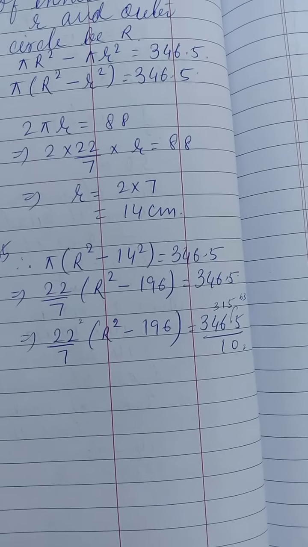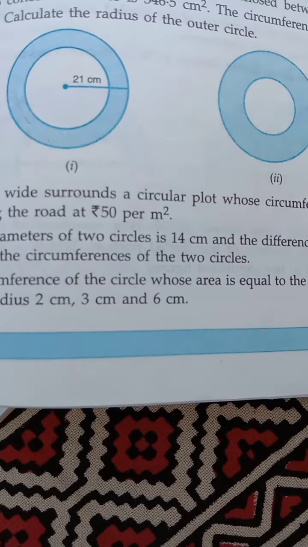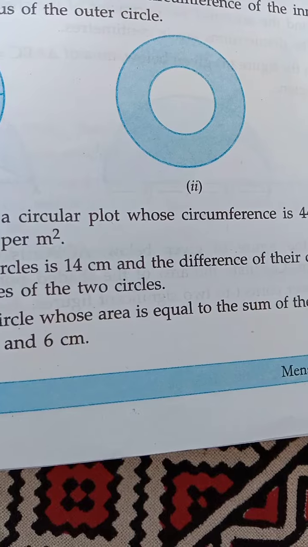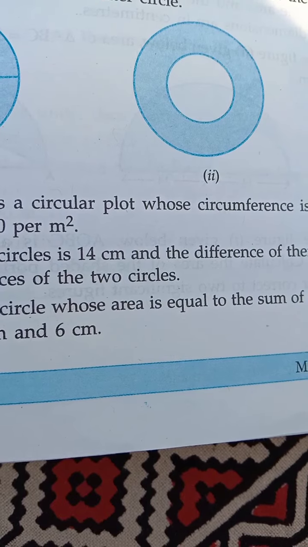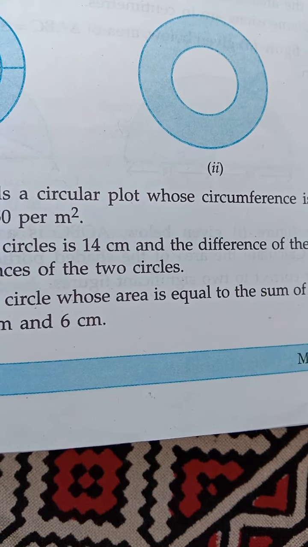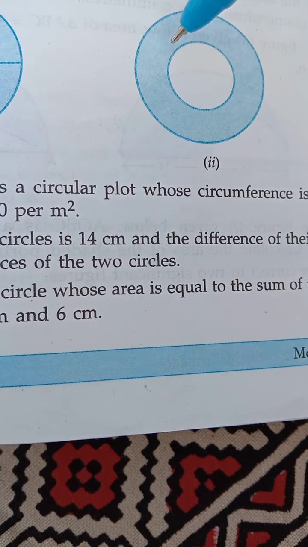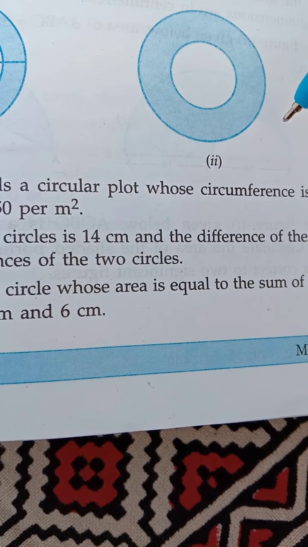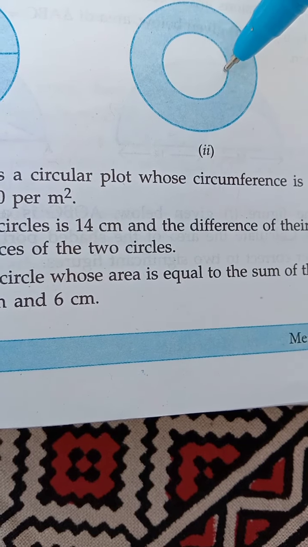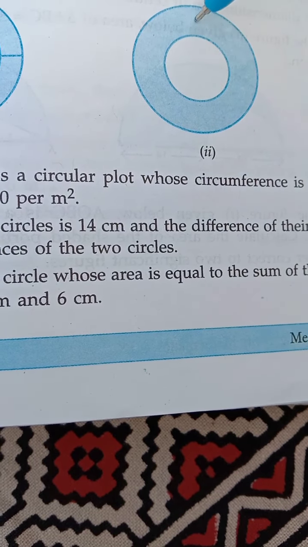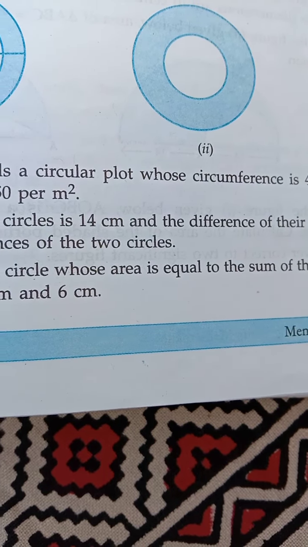Now question number B is saying, in figure 2 given below, the area enclosed between the circumference of the two concentric circles is 346.5 centimeters square. So the area between the circumference of the two concentric circles, meaning this part's area, is given 346.5 centimeter square, and the circumference of the inner circle is given 88 centimeter. The radius is not directly given, but the circumference of the inner circle is given 88 centimeter. Calculate the radius of the outer circle.